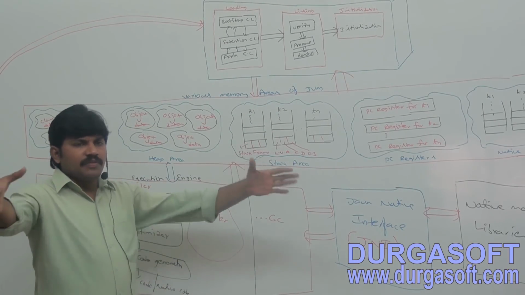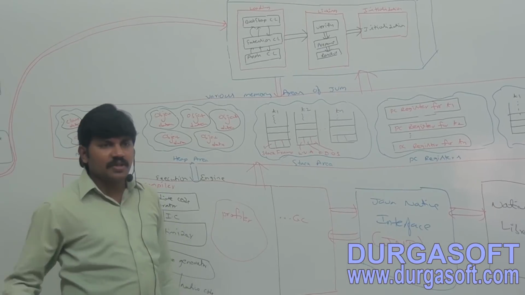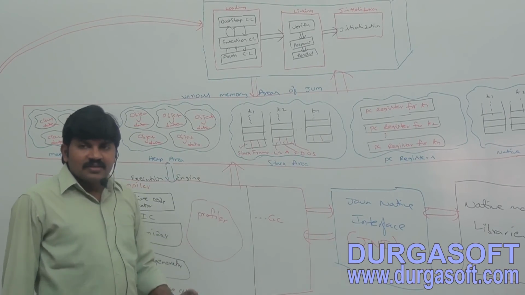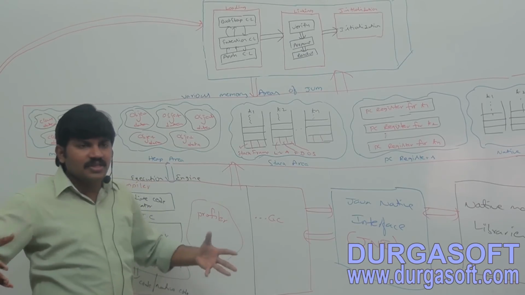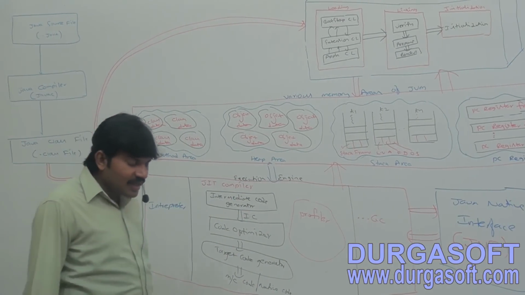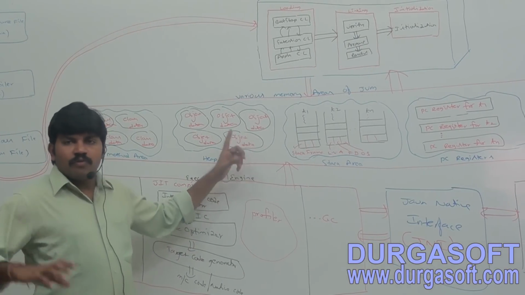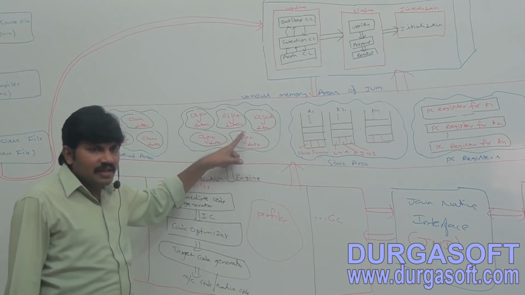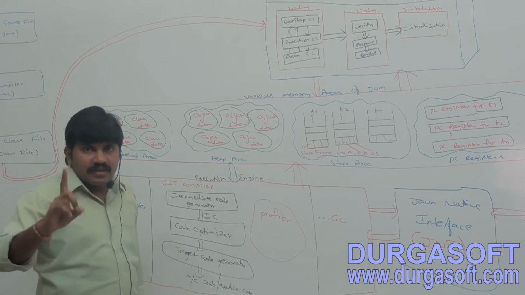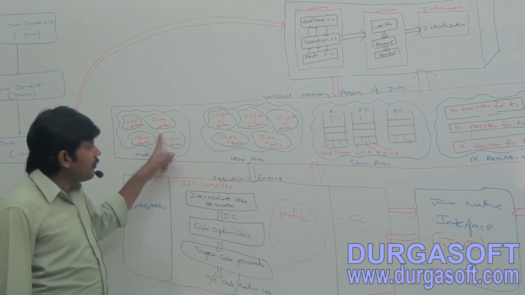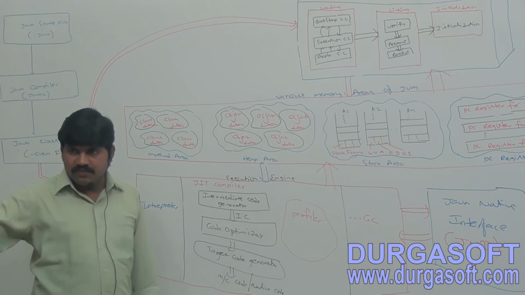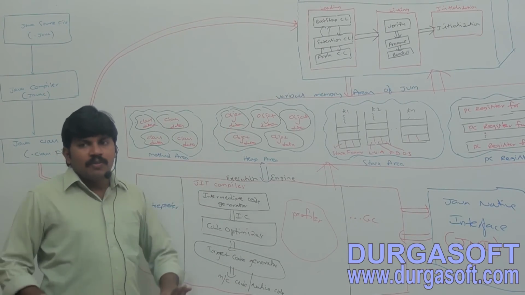Sir, in JVM 10 threads are executing, how many stacks are there? 10 stacks. How many heap areas are there? 1 heap area. How many method areas? 1 method area. So heap area and method area are shared memory for multiple threads. That's why the data stored in heap area and method area is not thread safe, because this data can be accessed by multiple threads.